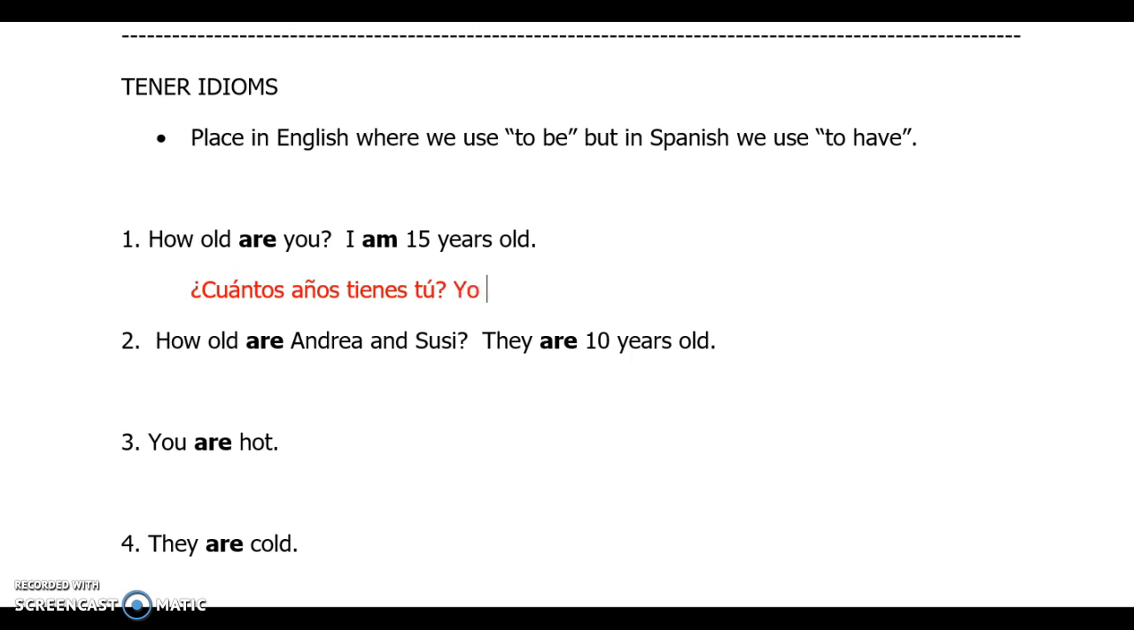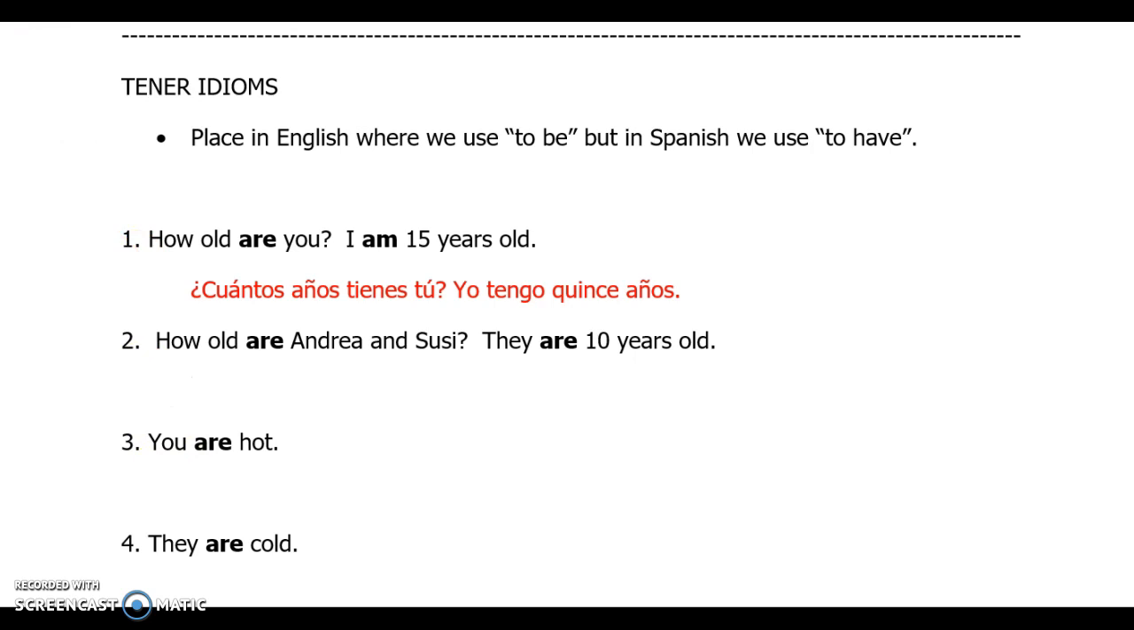Yo is irregular. Tengo, we've done that forever. 15 años. Yay! So I just learned how to use my keyboard shortcut, so I don't have to pull up my little keyboard anymore. I finally figured out how to configure the language preferences of my computer properly, which makes me really, really excited. All right, here we go.